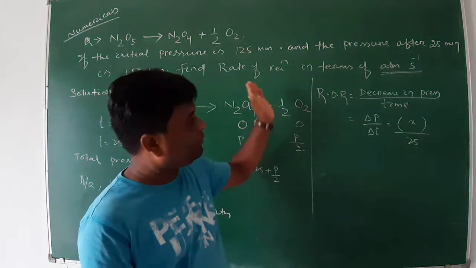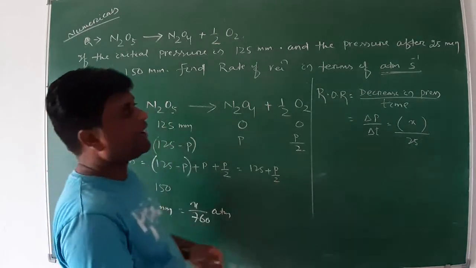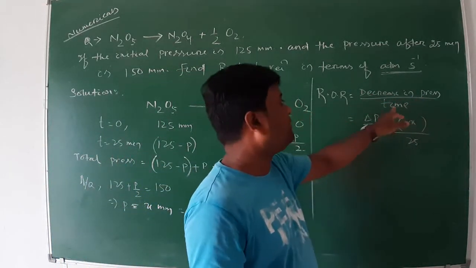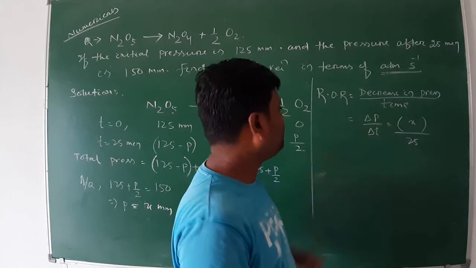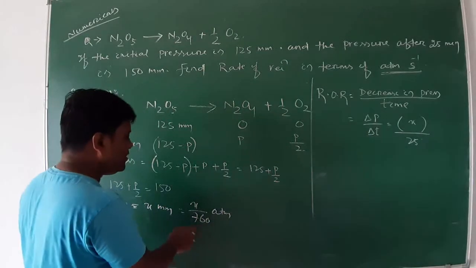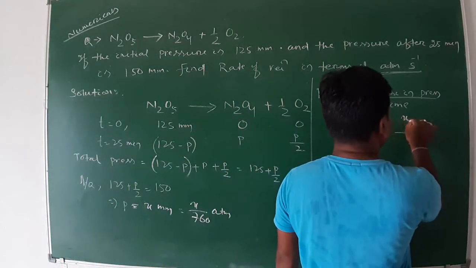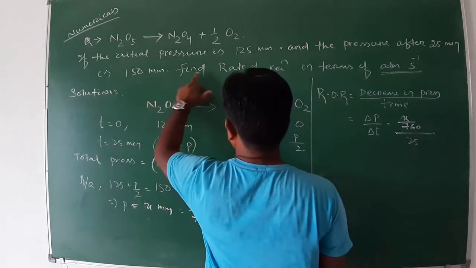Either way, if we are expressing it in terms of reactant, we write decrease in pressure divided by the time interval. So that is del P by del t. Here del P is X by 760, so it will be X by 760 divided by the time interval. The time interval here is 25 minutes.